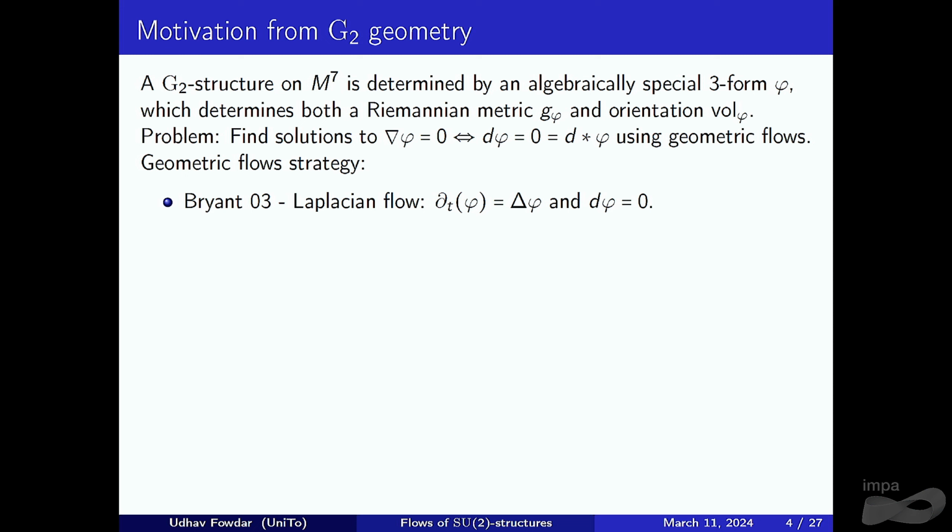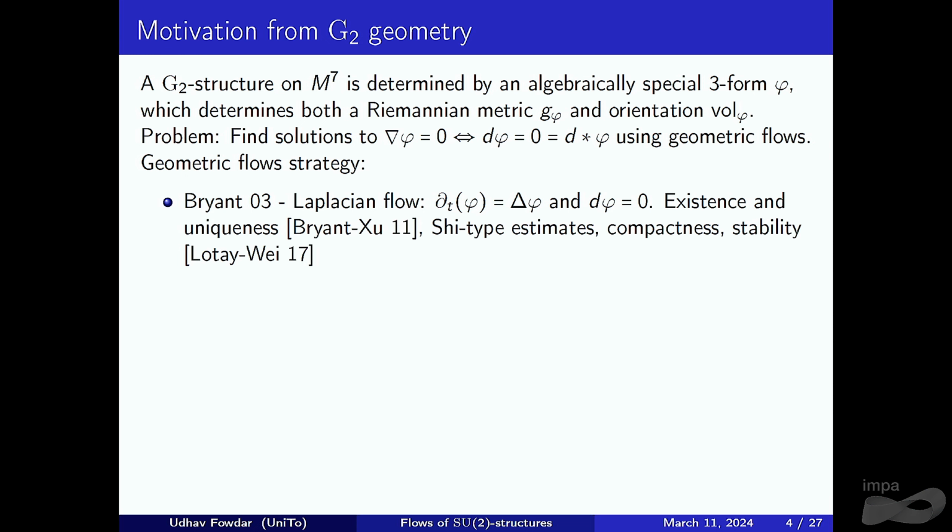Okay, so the existence and uniqueness for this flow was proved by Bryant and Xu in 2011. And the analytical properties of this flow were really developed by a series of papers by Jason Lotay and Yong Wei. I mean, not just one paper, but a set of papers, when they found Shi-type estimates for the flow, compactness results, and showed that the torsion-free guys are stable. If you're close enough to them, then you're going to flow back. And so a lot of things are known in this context. We know plenty of examples and solitons and whatnot.